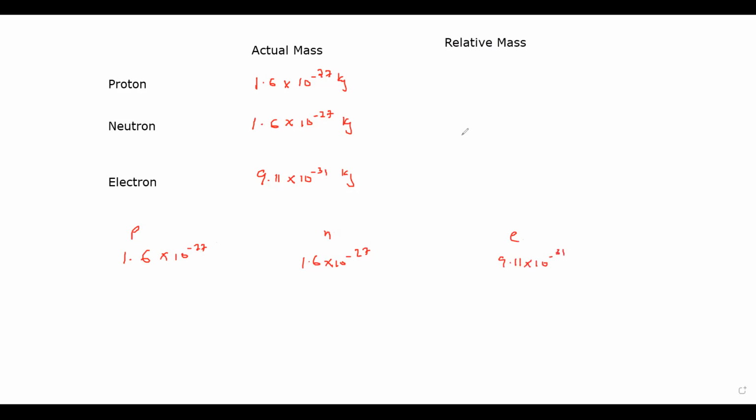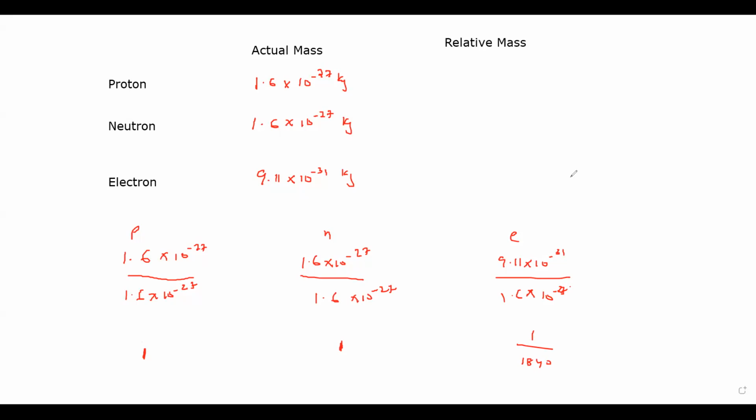But when I take a relative mass, it means I'm taking a ratio. So when I take a ratio, I divide all of them by the common number here, which is 1.6 into 10 to the power minus 27. When I divide these by 1.6 into 10 to the power minus 27, what will be the answer? The comparison will be 1 for proton, 1 for neutron, and 1 divided by 1840 for electron. So basically relative mass is a comparison.